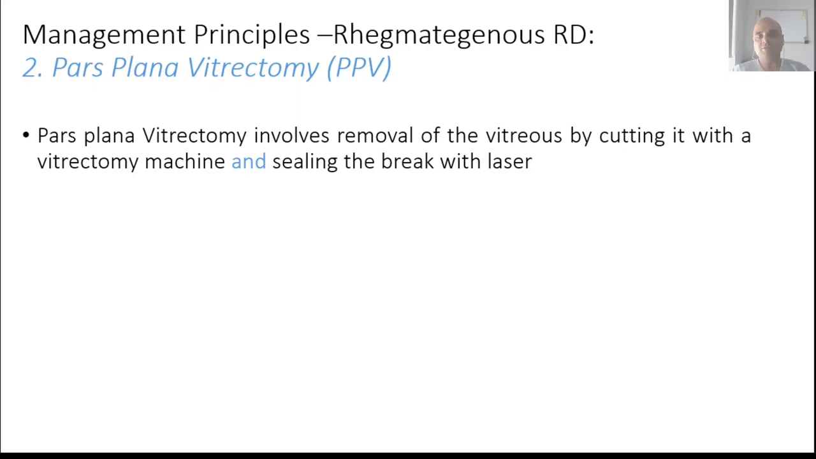Here, once you have removed the vitreous, you can seal the break by applying laser around it in multiple rows so that new fluid can't move in through it. Because remember, we need to provide tamponade. We have cut away all the vitreous, so we need to put something in that cavity.